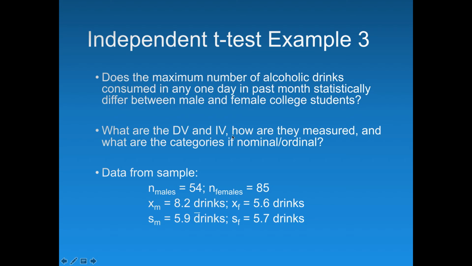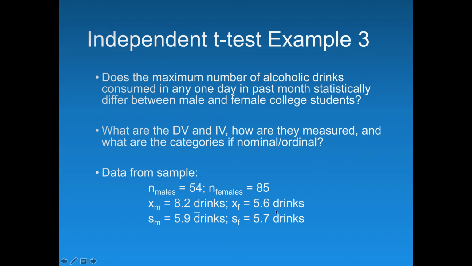What's the IV, or independent variable? Gender, and then is it measured continuously, nominally, or ordinally? Nominally, and what are the categories? Male and female. Awesome. So, since the categories of male and female are independent of one another, what test are we going to use? The independent t-test. Yay!